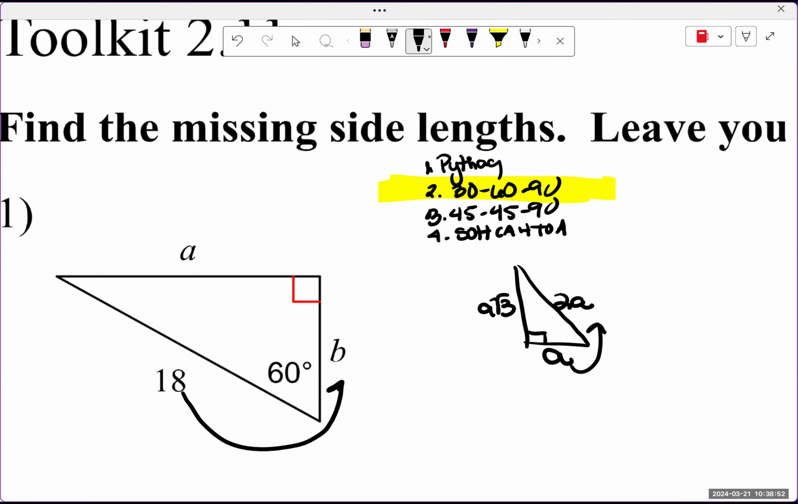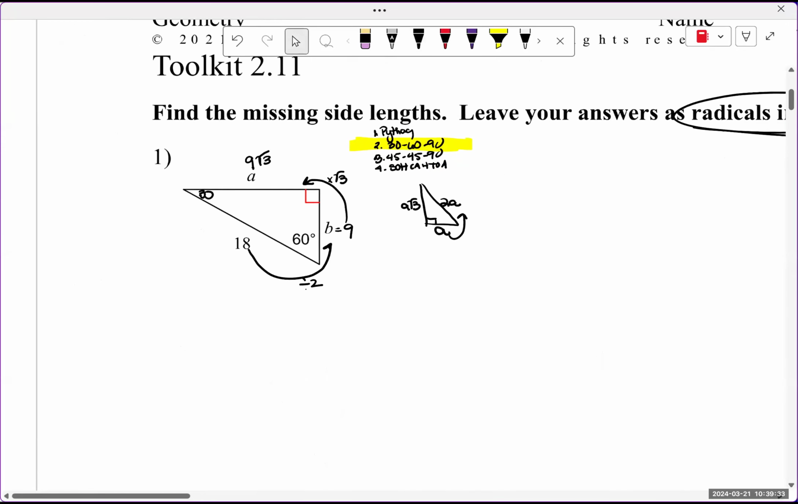To go from the hypotenuse to the short leg, we divide by 2, so we get 9. And then to go from the short leg to the long leg, we multiply by rad 3. 9 rad 3. It is all about the short leg, the leg across from the 30. You always go to the short leg first if you don't already have it.